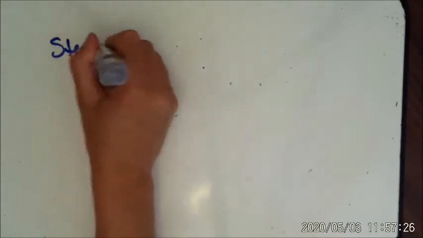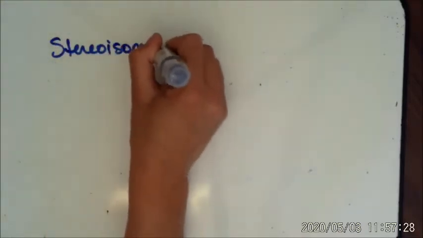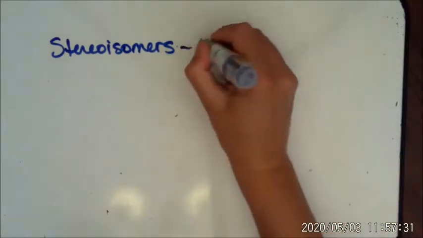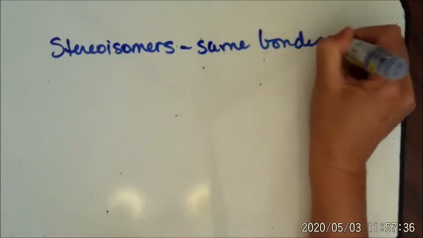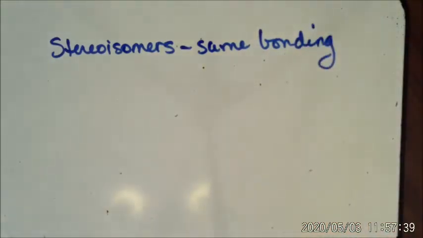So with stereoisomers, you're going to have the same bonding. The previous two that we looked at, we had different bondings. The linkage bonded to a different donor atom. In the coordination sphere, you had different ligands. The total molecular formula was the same, but you're going to have different ligands actually bonding to your metal ion. So let's start talking about stereoisomers.